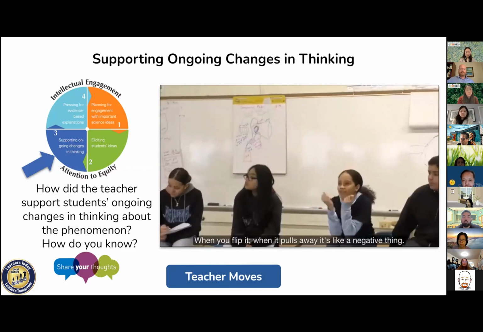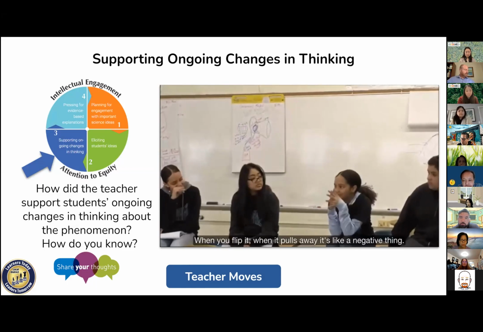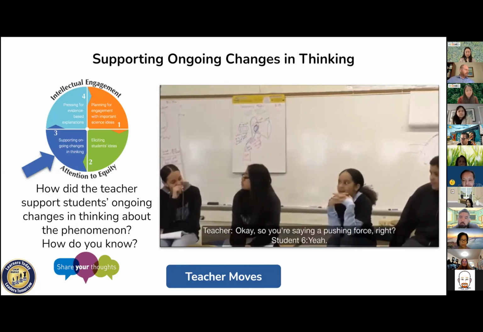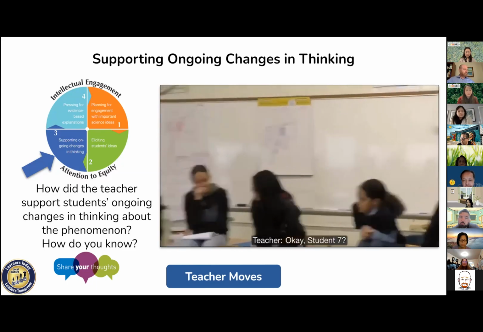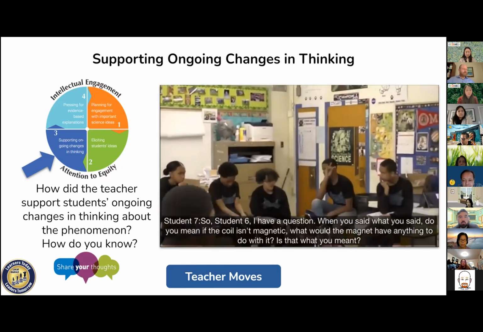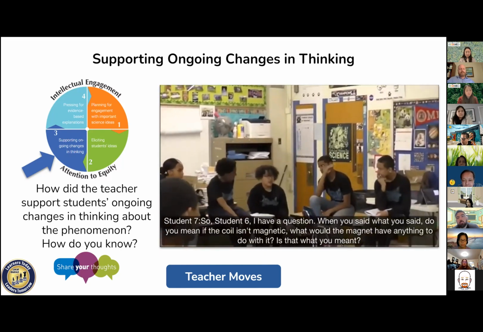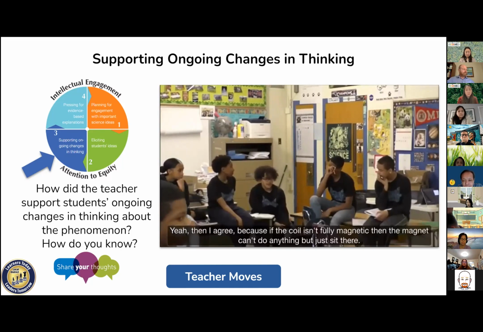When you flip it, like when it pulls away, it's like a negative thing. So like we're saying a pushing force. Yeah. Right, okay. Joshua? I have a question. When you said what you said, do you mean like if the coil isn't magnetic, what would the magnet have to do with it? Is that what you meant? Yeah, then I agree, because if the coil isn't really magnetic, then the magnet can't do anything but just sit there.